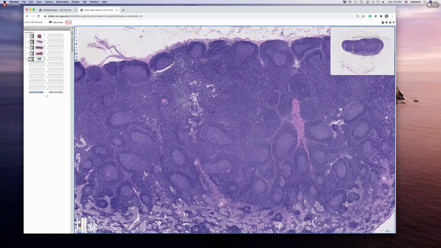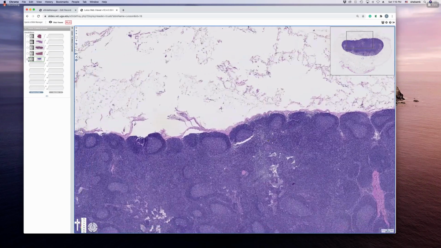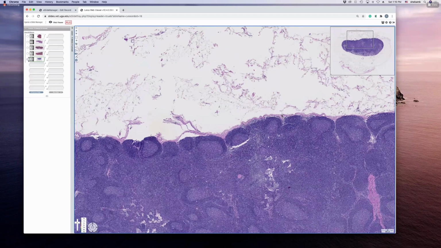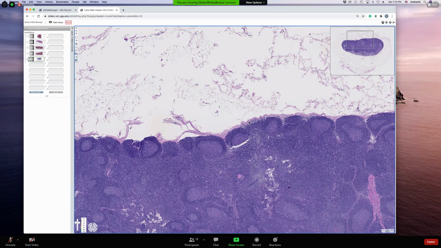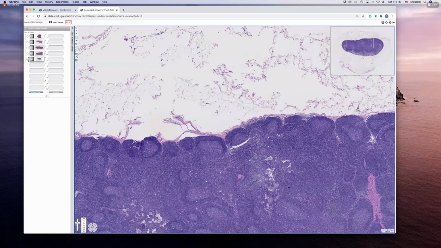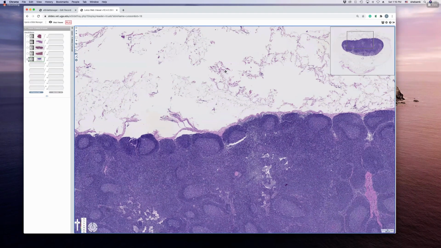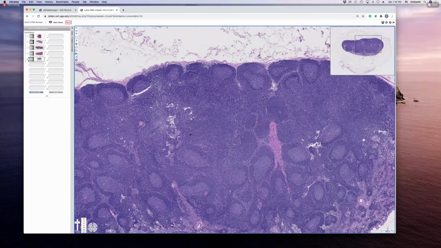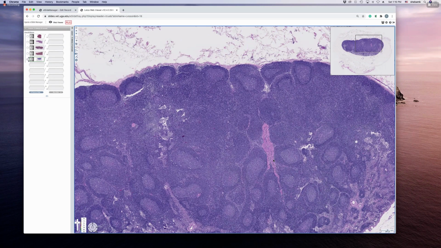So this structure here is the capsule. The capsule sends projections down into the substance of the lymph node, and these are called trabeculae. Very good. The trabeculae extend from the capsule down into the substance of the lymph node.